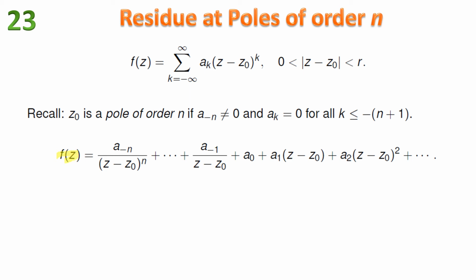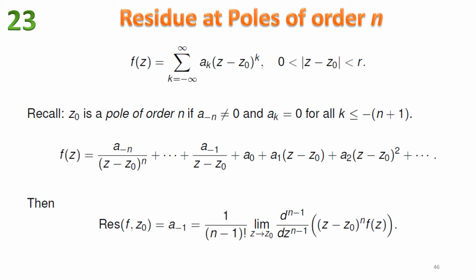f of z is equal to a_minus n upon (z minus z0) to the power n. So here we are increasing the order of n, and we reach a_minus 1, which is a point of importance, upon z minus z0. Then a0 having no power of z minus z0, that is power 0, and so on, higher order terms.